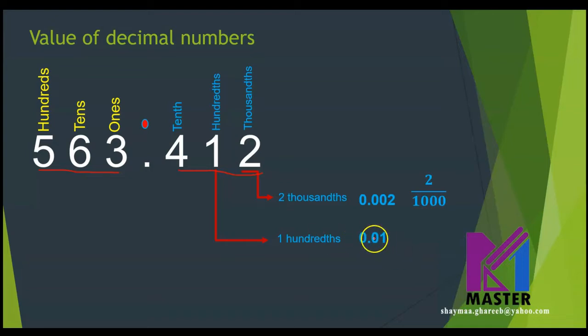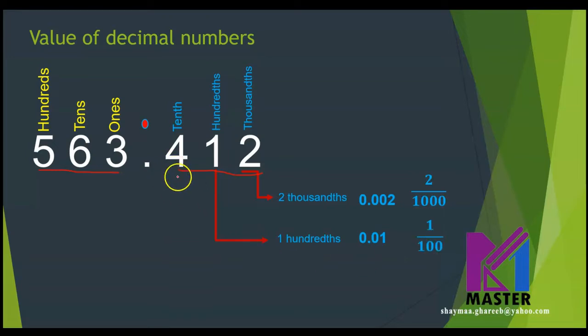So it will be 0.01, which is the same meaning as 1 hundredths. When I read this number, I read it as 1 hundredths. Or I can write it as a fraction. What do you think? It will be 1 over 100.